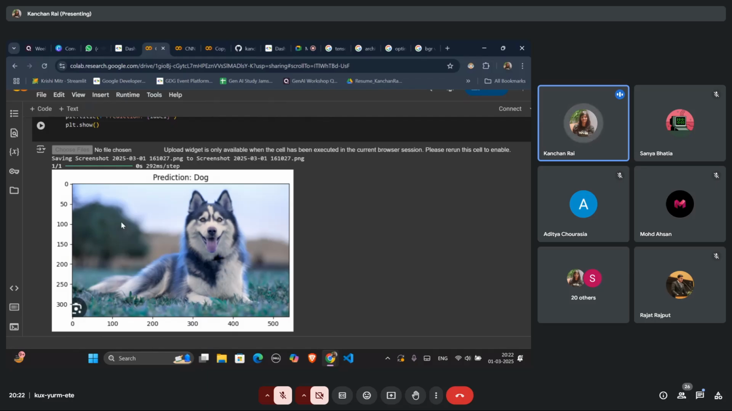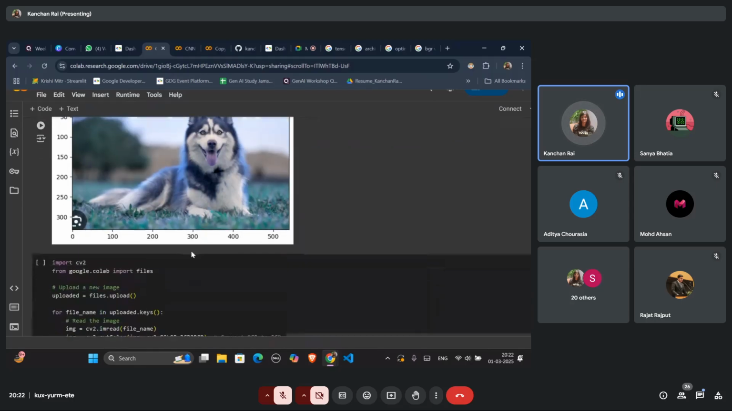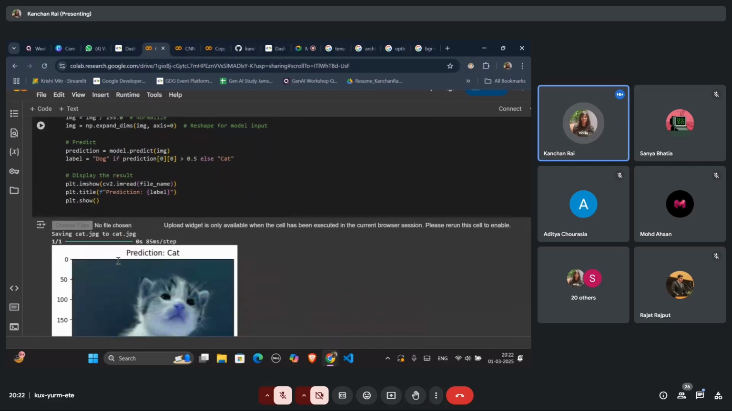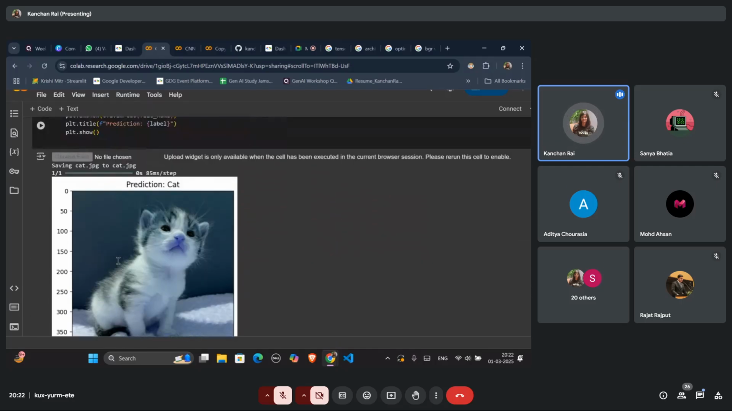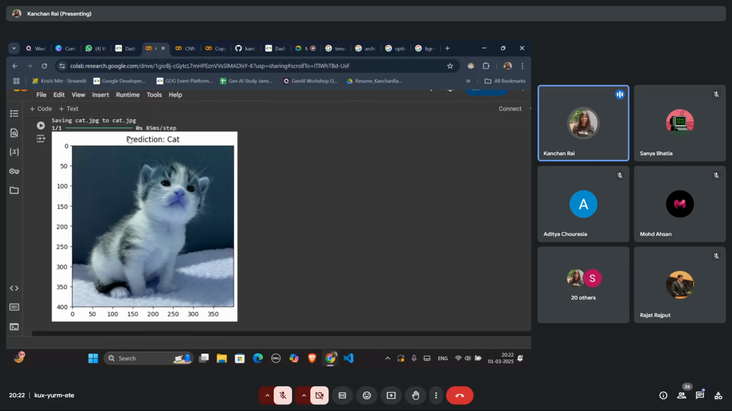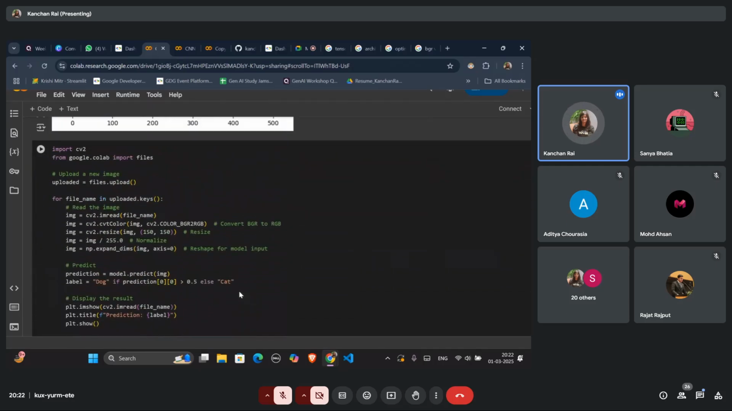यहाँ पे you can see I uploaded the image of this husky. ये देखो, RGB से BGR में convert होके थोड़ा bluish tone आ गया. Image didn't look like this. So this is a dog. Then I again used this code only. Then I got the prediction as a cat. So this is how you do this.